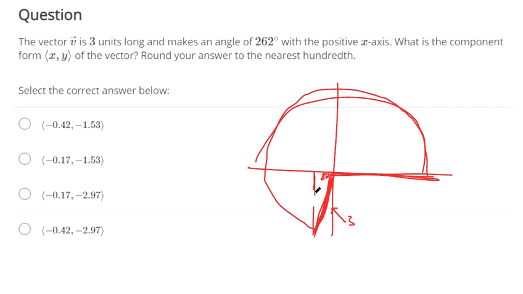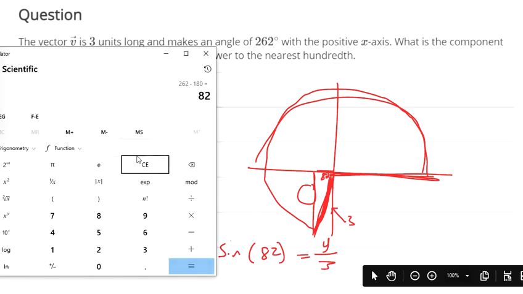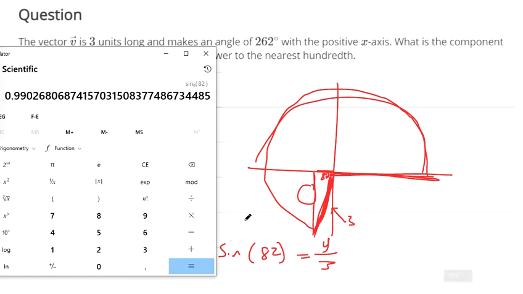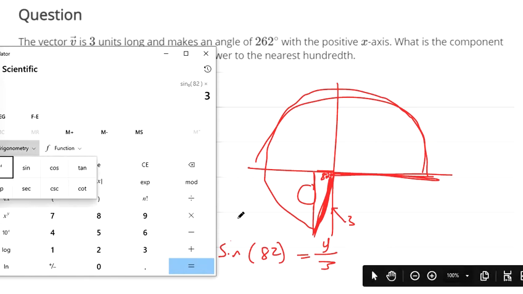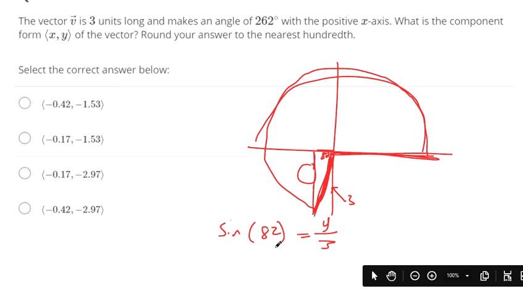So if we can find the x, the adjacent, and the opposite, we'll have our x and y. We'll be able to talk about the x and y components of the vector. So to find the opposite, that's sine of 82 equals the opposite divided by the hypotenuse. So 82, we're going to hit sine in our calculator, and then multiply it by 3. I don't know about this. 2.97? Yeah, okay, they have that as an option.